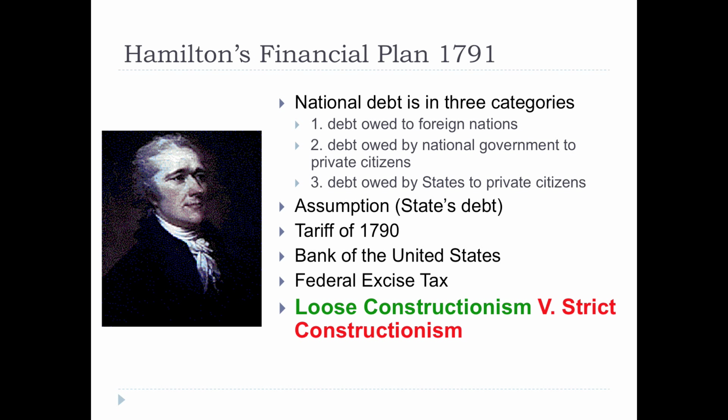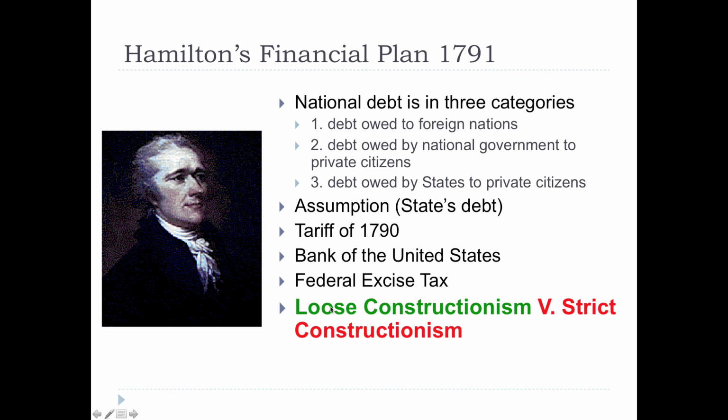All this is coming down to the idea of loose constructionism versus strict constructionism. How do you view the Constitution? When he came up with the idea of the bank, Jefferson immediately rejected this. He went to Washington and said, you cannot have a bank, because nowhere in the Constitution does it say there should be a Bank of America. Jefferson is strictly interpreting the Constitution. Hamilton counters with a loose interpretation.